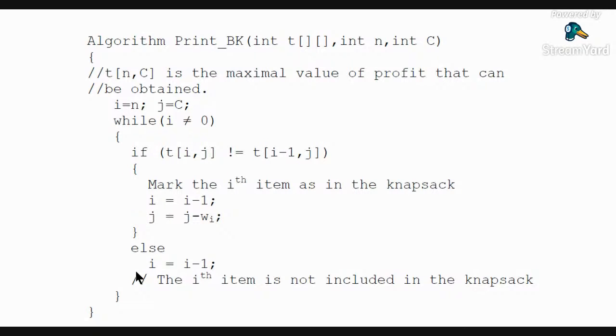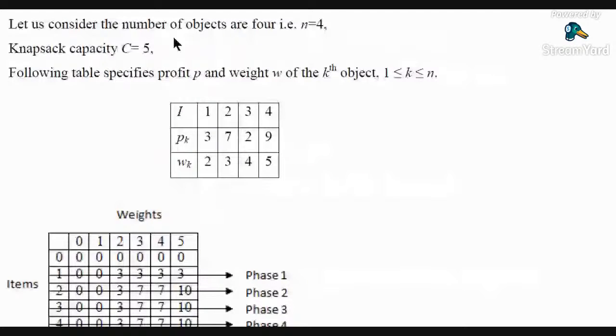After that, we will see one example. Let us consider the number of objects is 4, n is equal to 4. The knapsack capacity is 5. See here, when it is 4 cross 5, then you will be constructing a matrix of size 5 cross 6. So here you can see first row, second row, third row. So this is the matrix of 5 cross 6.